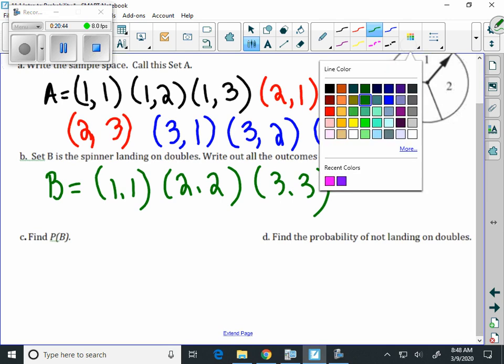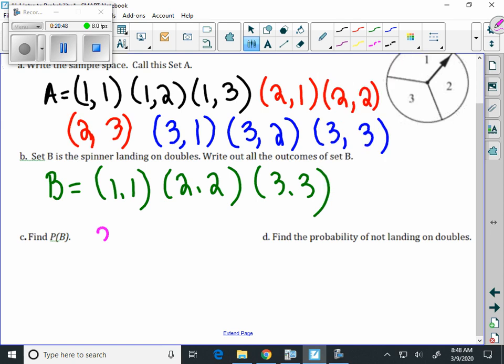Well, probability of B. We've got 1, 2, 3 ways that we could get a double out of a total of 1, 2, 3, 4, 5, 6, 7, 8, 9. 3 ninths, which is approximately 0.33, which is 33%. Again, I'm fine with the fraction. If you happen to convert that 3 ninths to 1/3, that is fine also.